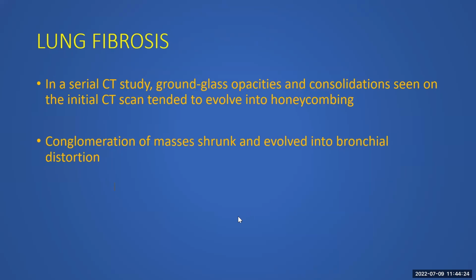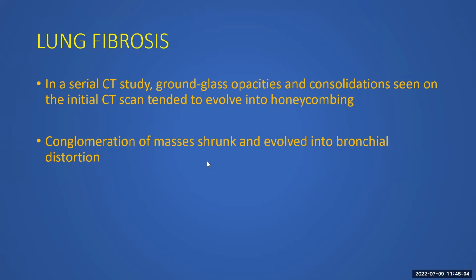Now, final stage for sarcoidosis would be lung fibrosis. One of the studies which has looked into CT findings in sarcoid, I've seen that it's basically these ground glass opacities and consolidations which were seen initially, which finally tend to evolve into honeycombing, which is a classical sign of lung fibrosis. And honeycombing, once we see it, we take it as irreversible disease. And I'll tell you what would be reversible versus irreversible findings on CT in sarcoidosis later.